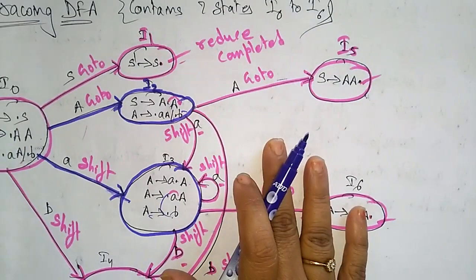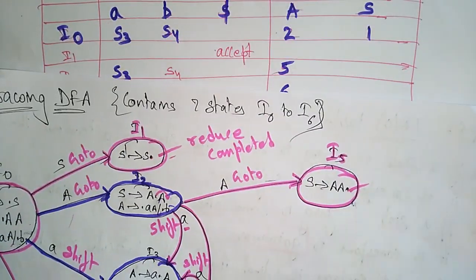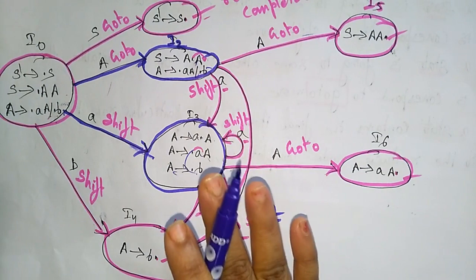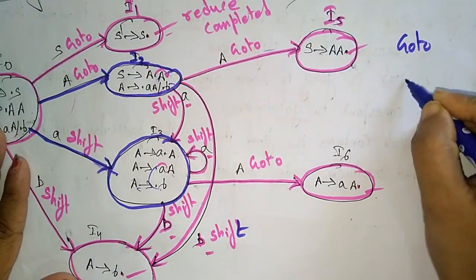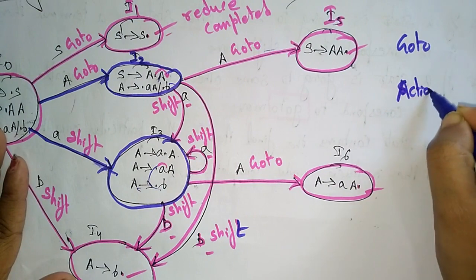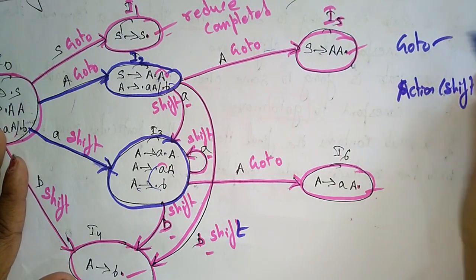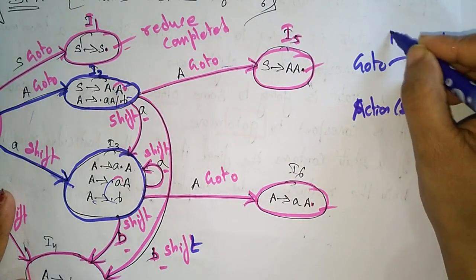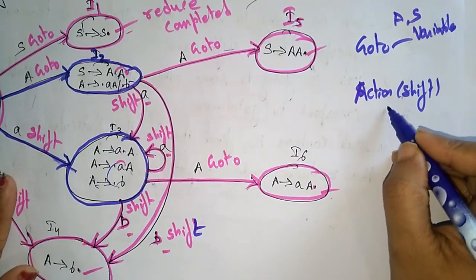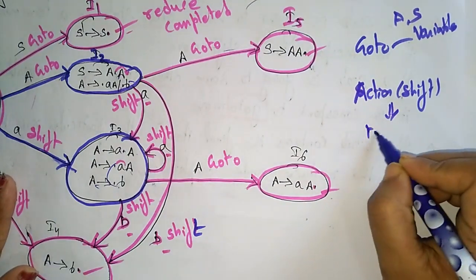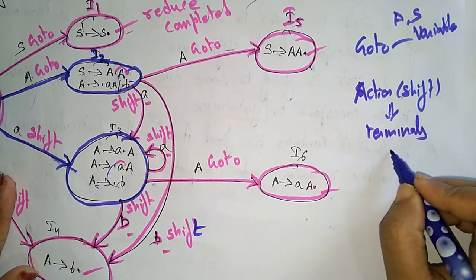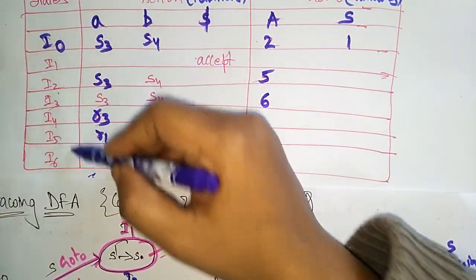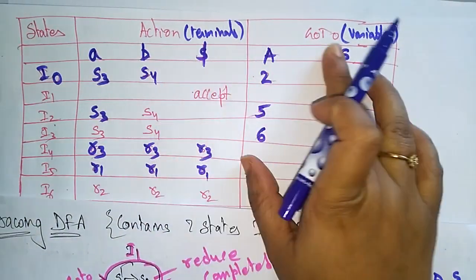By seeing the data flow diagram, you need to construct it. Don't be confused. Whatever the data flow diagram you are having, try to remember what the goto and what the actions are. Goto entries are nothing but variables, and in our production the variables are A and S. Actions are nothing but shifts, on the terminals A, B and $. Just take the 6 states, the actions, terminals and goto.